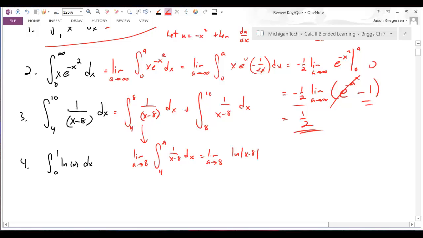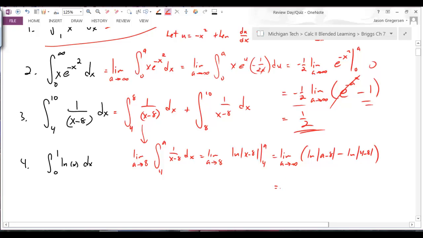If I take the derivative of this, I would get 1 over x minus 8 times the derivative of the inside function. But in this case, the derivative of the inside function is just 1. But if there was a 2x, or if this is 8 minus x, would there be a minus sign from the x? I'd have to be a little more careful. But that's my antiderivative evaluated from 4 to a, which means I'd be taking the limit as a goes to 8 of the natural log of a minus 8 minus the natural log of 4 minus 8.